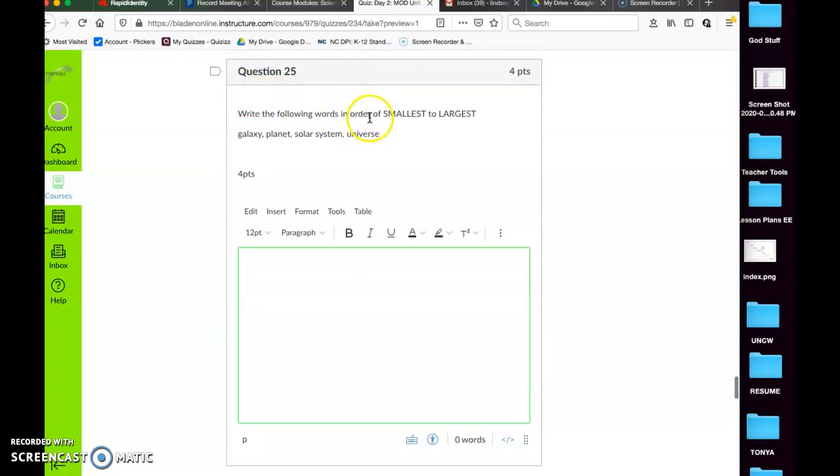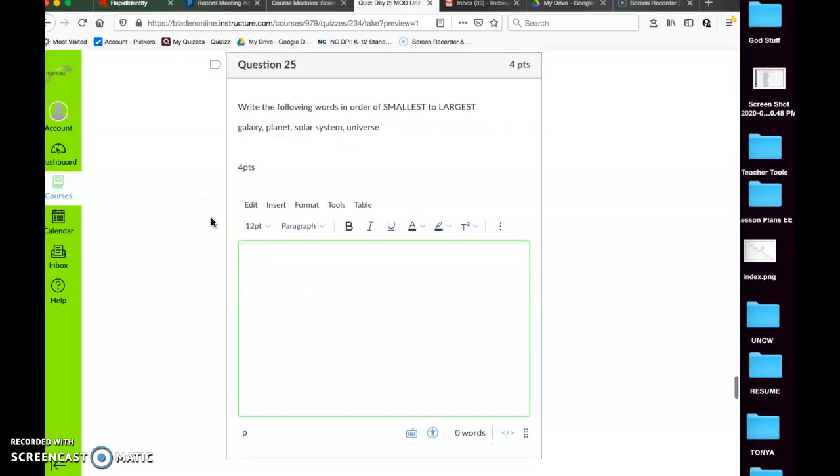Write the following words in order of smallest to largest: galaxy, planet, solar system, universe. Write the words in the text box in order of smallest to largest.